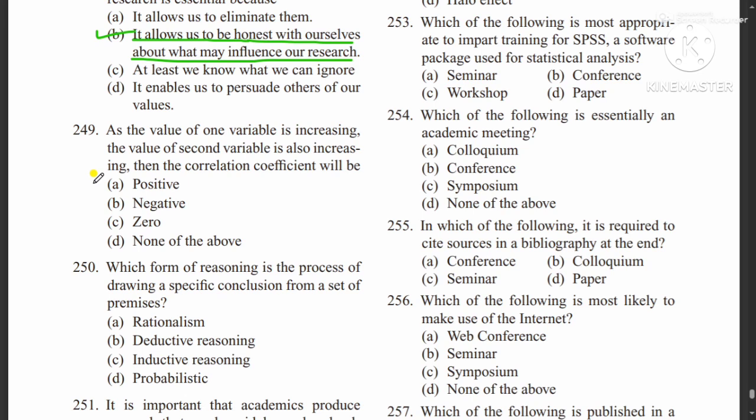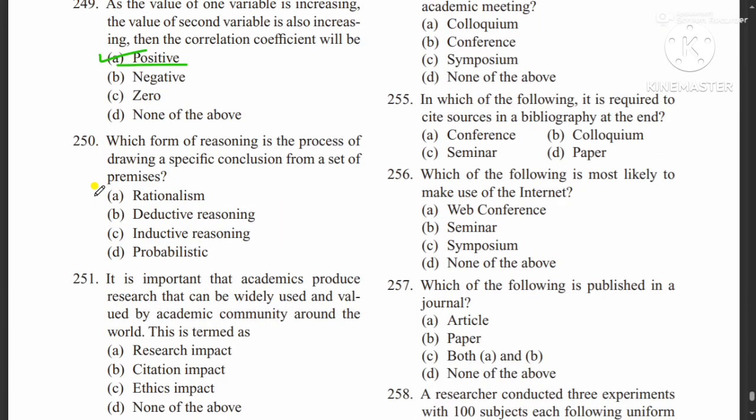Next, as the value of one variable is increasing, the value of second variable is also increasing. Then the correlation coefficient will be positive. Option is correct. Which form of reasoning is the process of drawing specific conclusions from a set of premises? Option is correct. Inductive. Because of qualitative research. Qualitative.